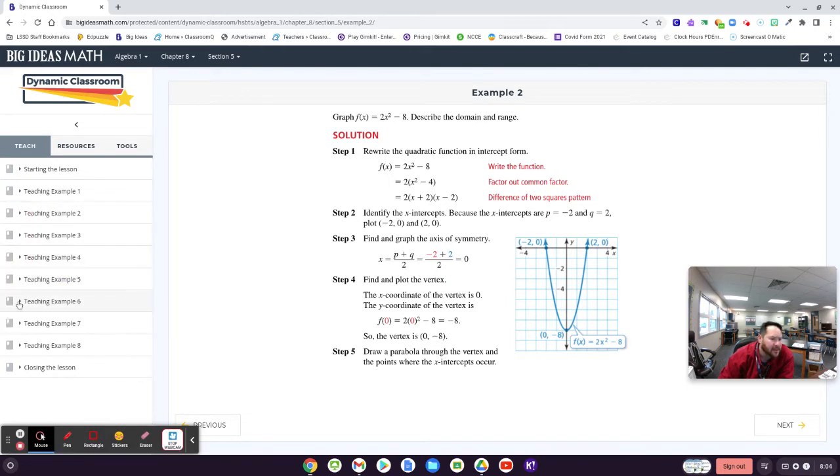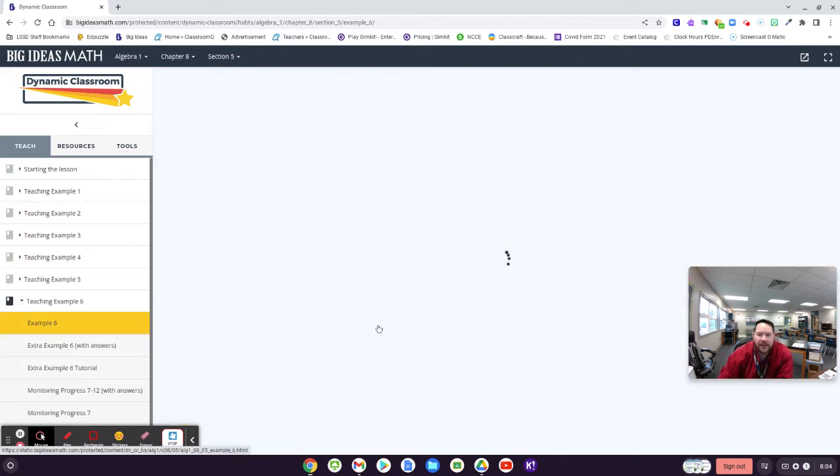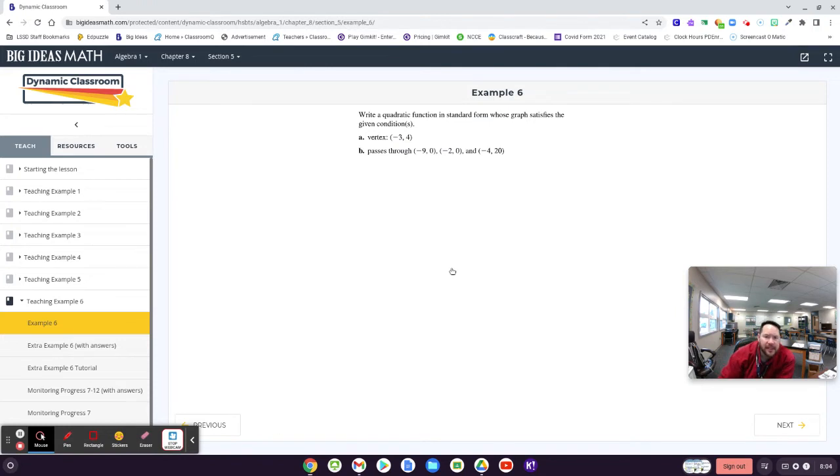Here we go. All right, so for this example, it says to find a quadratic function in standard form that has a vertex of (-3, 4). So any quadratic function that has a vertex of (-3, 4). This is where the vertex form comes in handy, which is what we used yesterday. We know the vertex is (-3, 4), so you can just plug it in. A can be whatever number we want. You can pick any number for A.